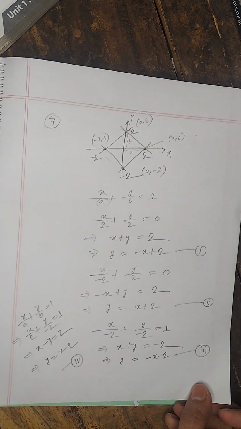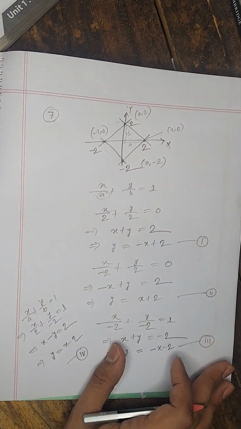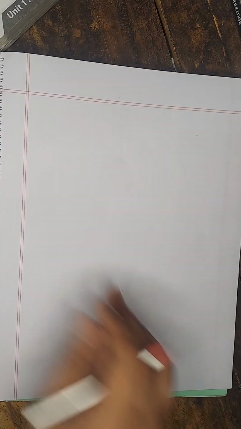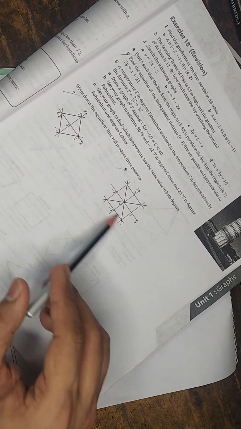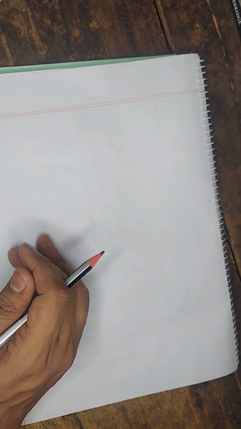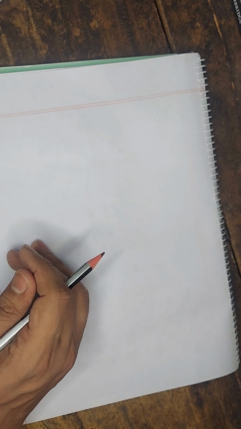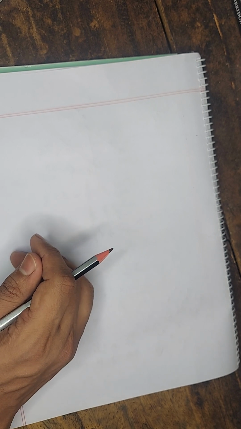I hope you have seen all the equations of the 4 lines. Now we're going for the last problem for today. Here we have another pattern. We have to find the equations for all of the lines here.